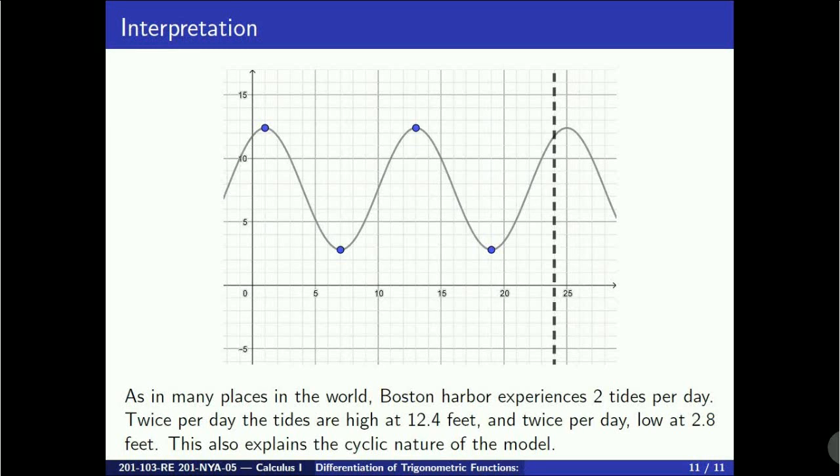So what I wrote here as an interpretation is that, as in many places in the world, Boston Harbor experiences two tides per day. Twice per day the tides are high at 12.4 feet and twice per day low at 2.8 feet. And this explains the cyclic nature of the model.